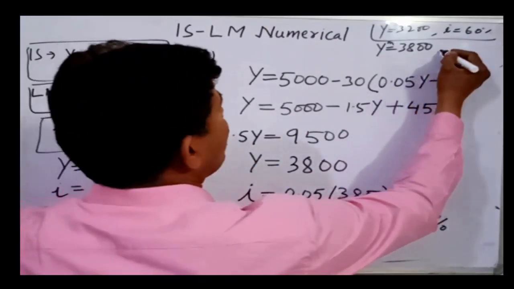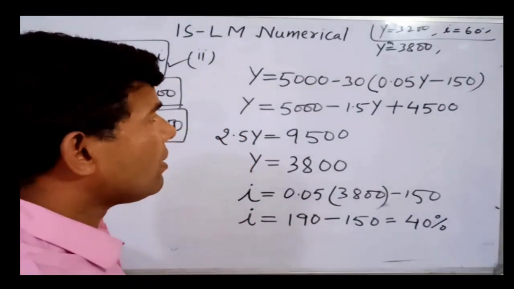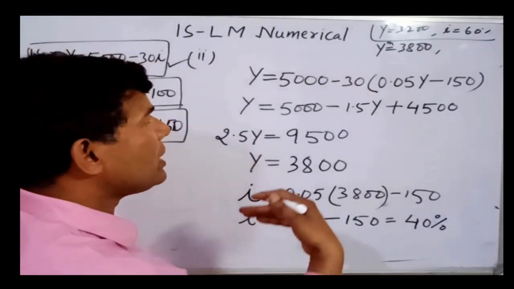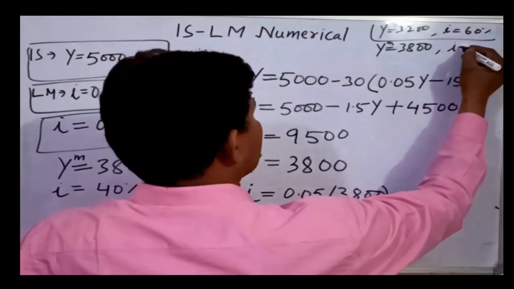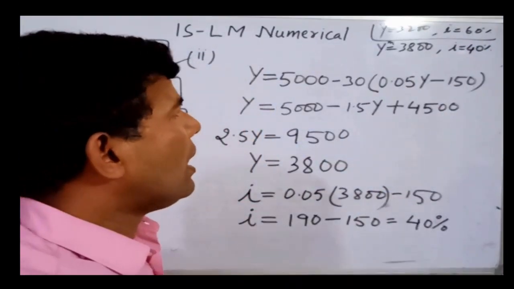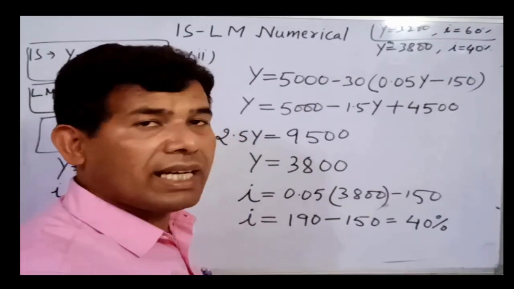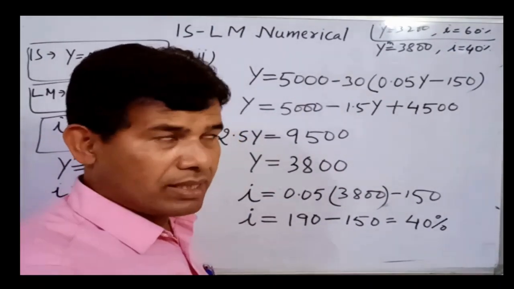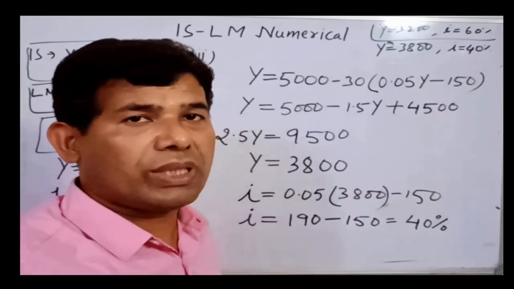So this is what your new situation in the economy is going to be when money supply in the economy rises, right? So you get interest rate equal to 40%. Now you can understand how monetary policy works in the economy. When money supply rises, the rate of interest falls. Previously the rate of interest was 60, now the rate of interest is 40, right?